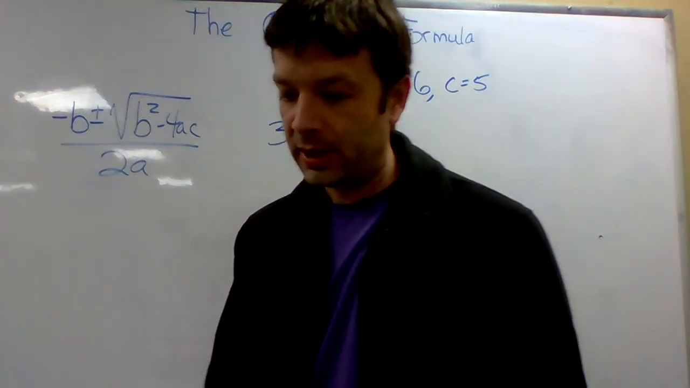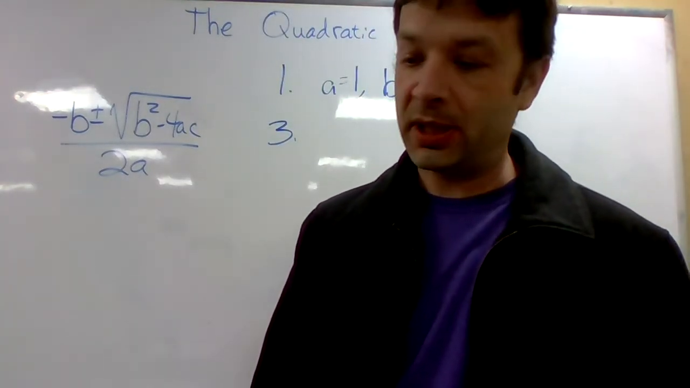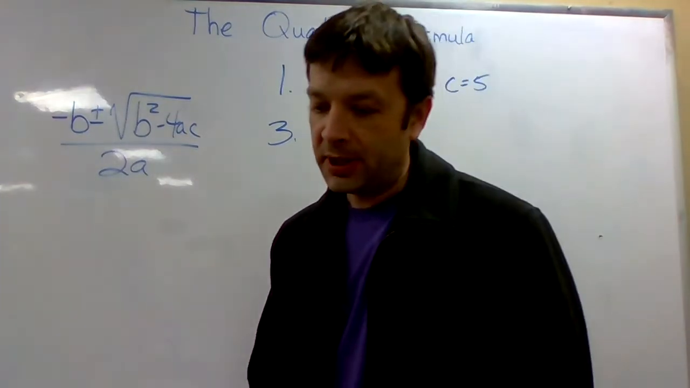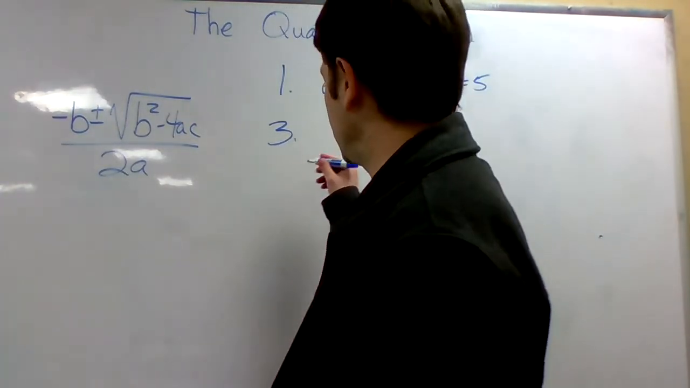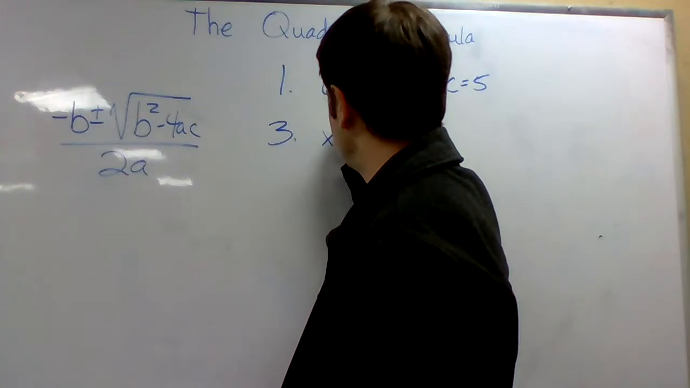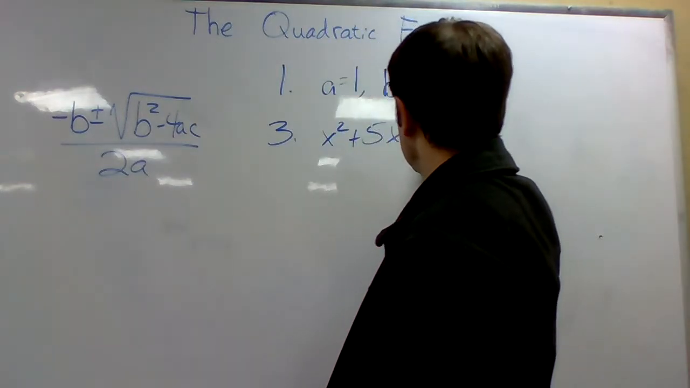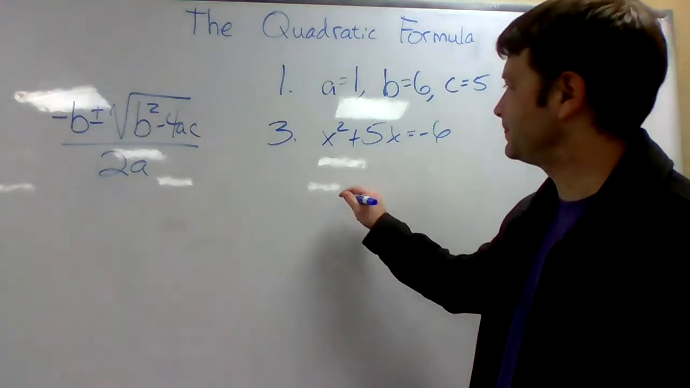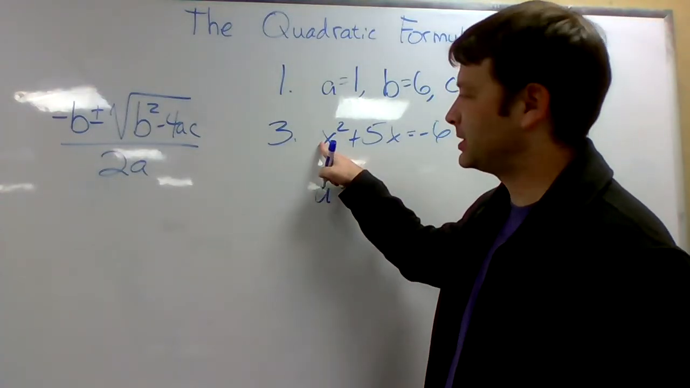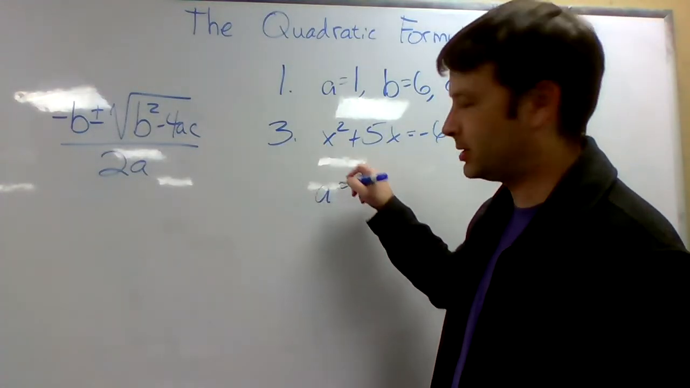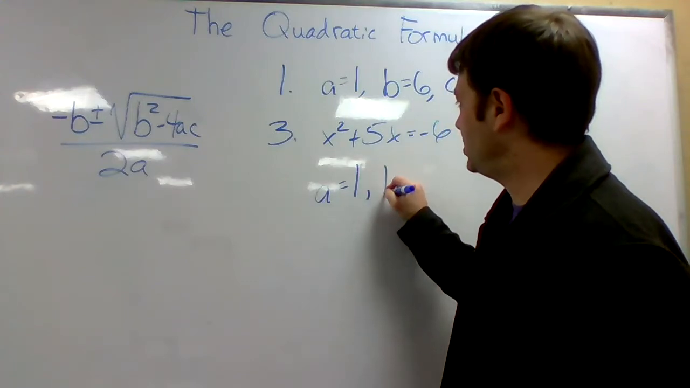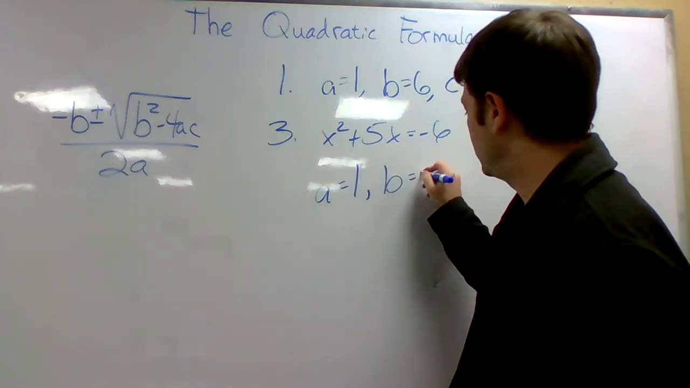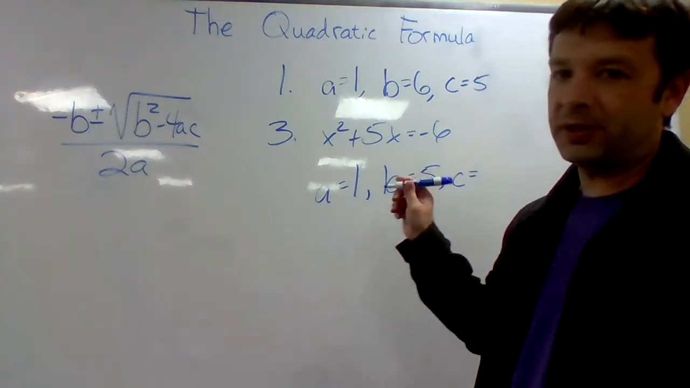Number 3. Probably going to try to throw some curveballs at us, and I see one on number 3. Number 3 says x squared plus 5x equals negative 6. I'm going to write that down. Well, what's A on this one? Same as number 1. It's a 1. What's B? Right there, 5. What's C? This is the tricky one.